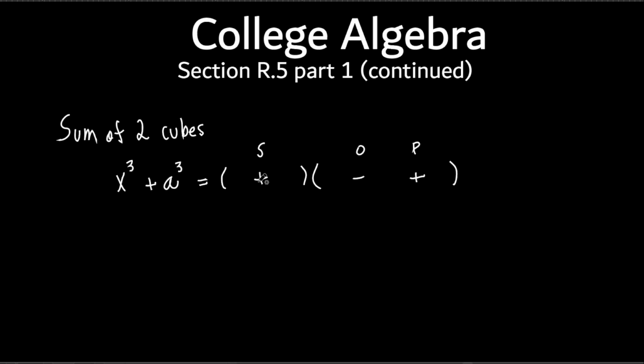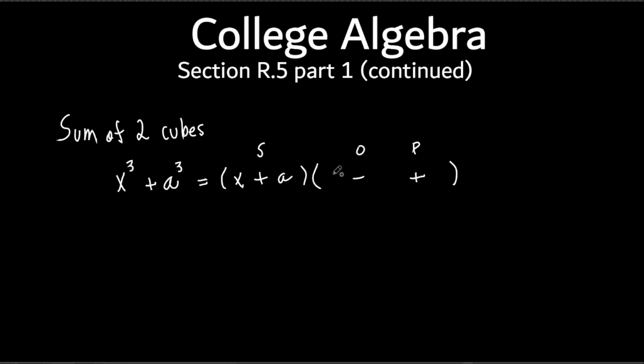Now, what in the world goes in here? Well, it's kind of easy at first. Do you see the x right here? What's being cubed? The x and the a. So that means I'm going to put an x right here. I'm going to put an a right there. All I'm showing you is the formula to how to factor a sum of two cubes.